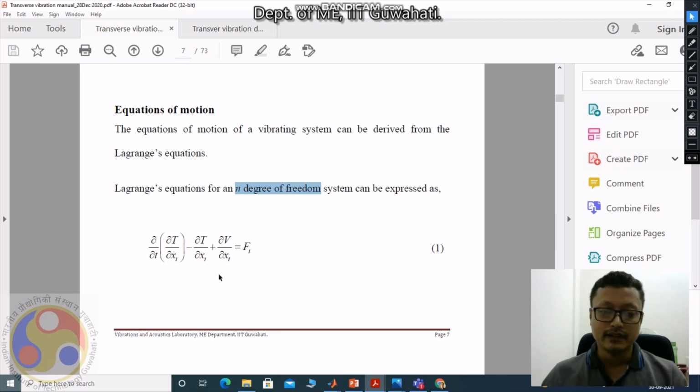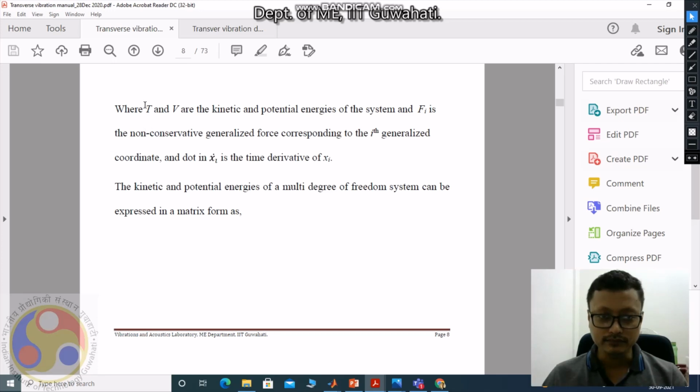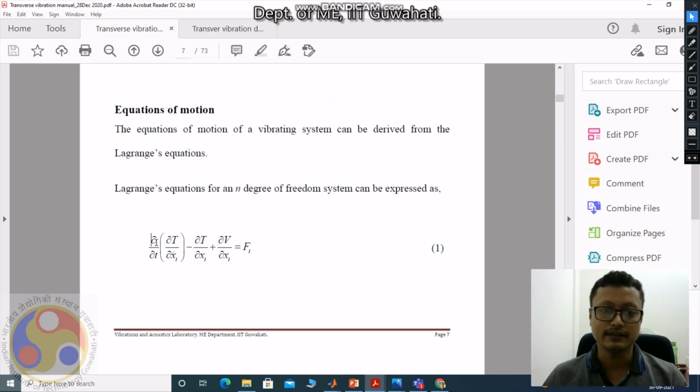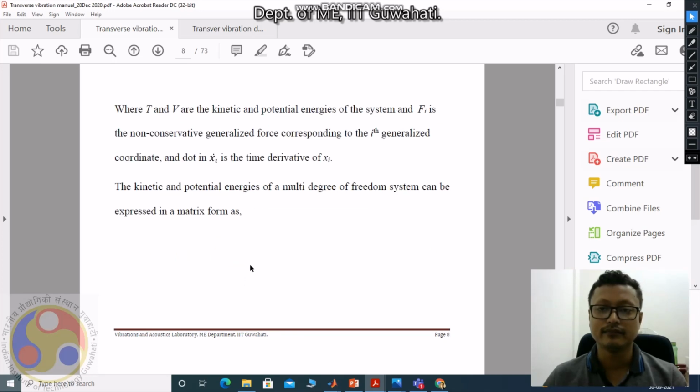Then this is the formula, and here T and V. In this formula, kinetic energy and potential energy are considered. First is kinetic energy, this part is potential energy, and this is the non-conservative generalized force. This corresponds to an infinite number of generalized coordinates given, and x dot is given for the time derivative of x i. So this is the formula.